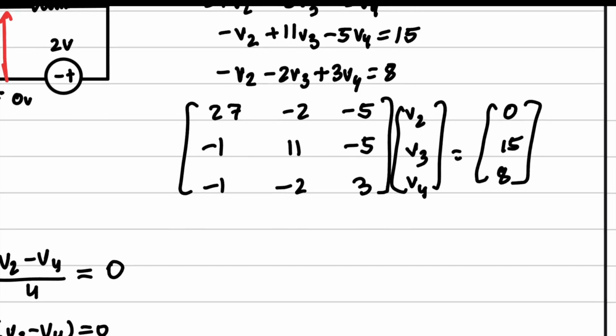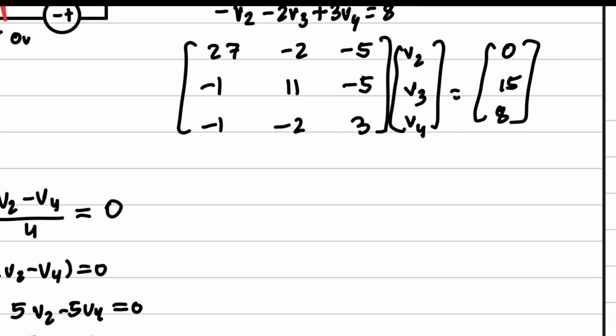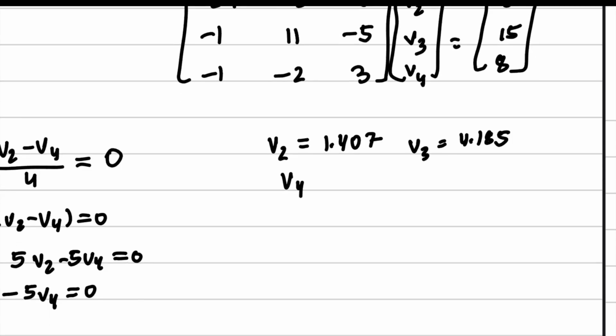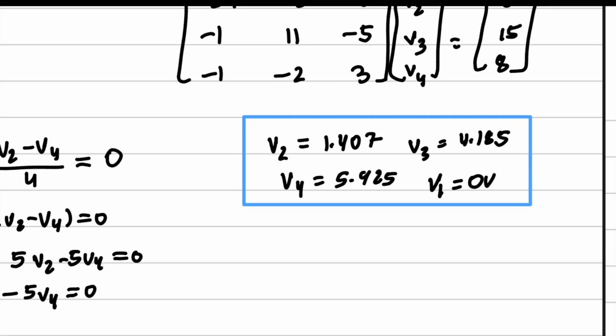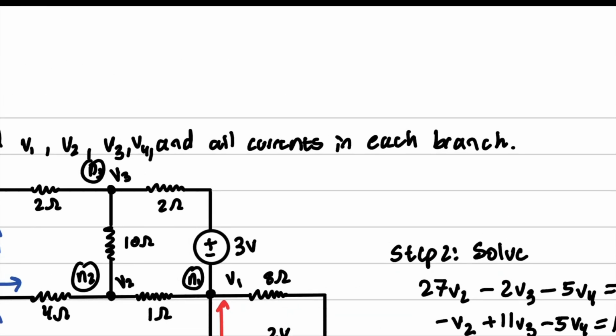And then we are going to get V2 equals 1.407, V3 equals 4.185, and V4 equals 5.925, and finally V1 is equal to 0 volts. And this is the answer right here for the first part. Now we actually have to find all the currents in each branch.